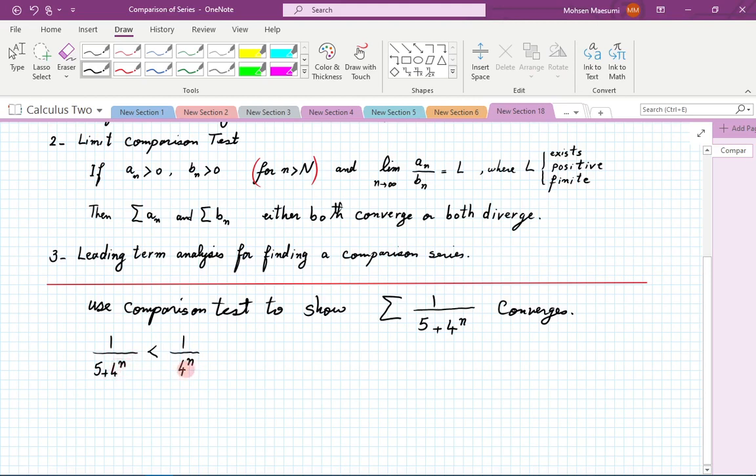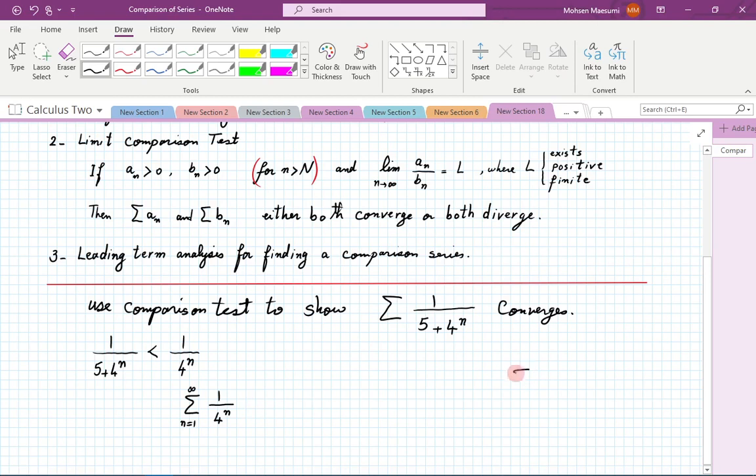Now we ask the question like this: do I know whether the series built on this term converges or not? If I have the sum of 1 over 4 to the power of n, can I arrive at a conclusion as to whether it converges or diverges? And if it does converge, what does it converge to? Well, we notice immediately that this is a geometric series.